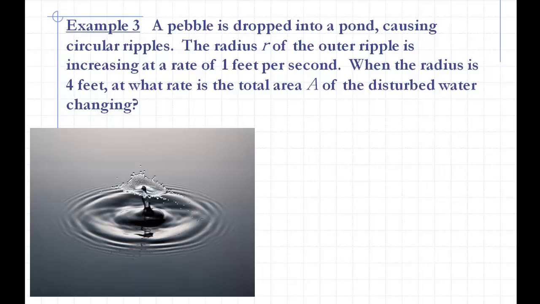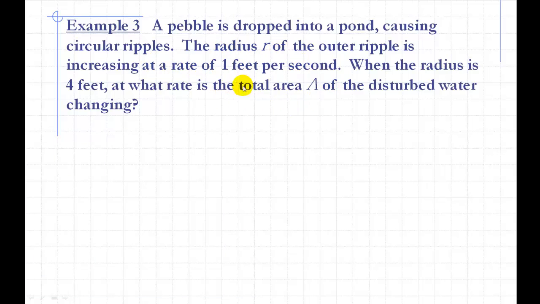So let's think about what it is we know. We know that at the instant in time the radius is 4 feet. We know there's some relationship in a circle between area and radius, and the radius is increasing at a rate of 1 foot per second. And what we're trying to find out is the rate of change of the area at that instant.